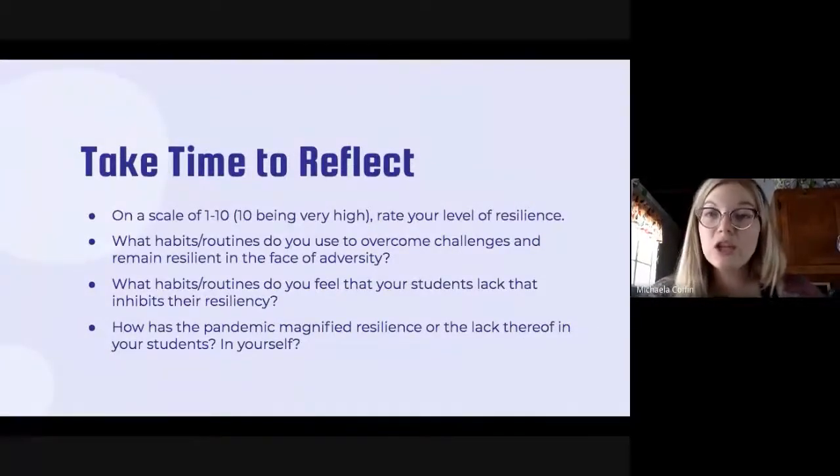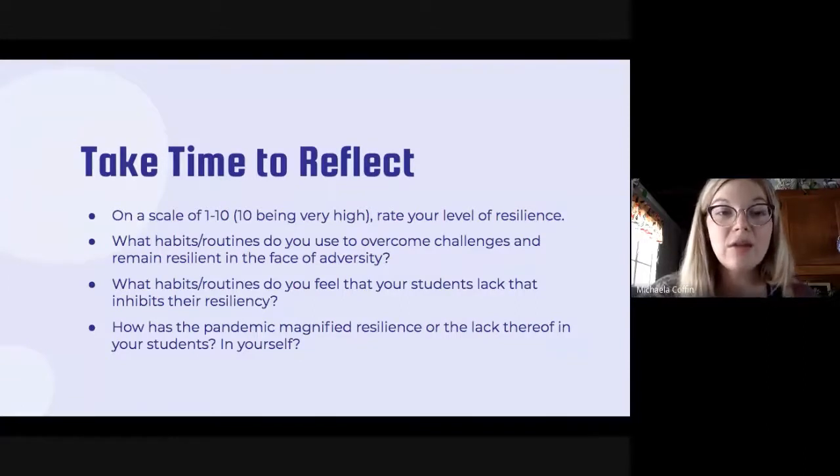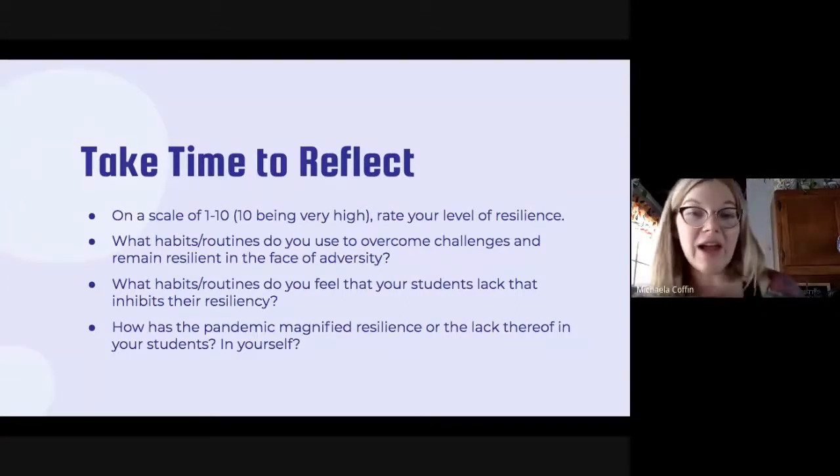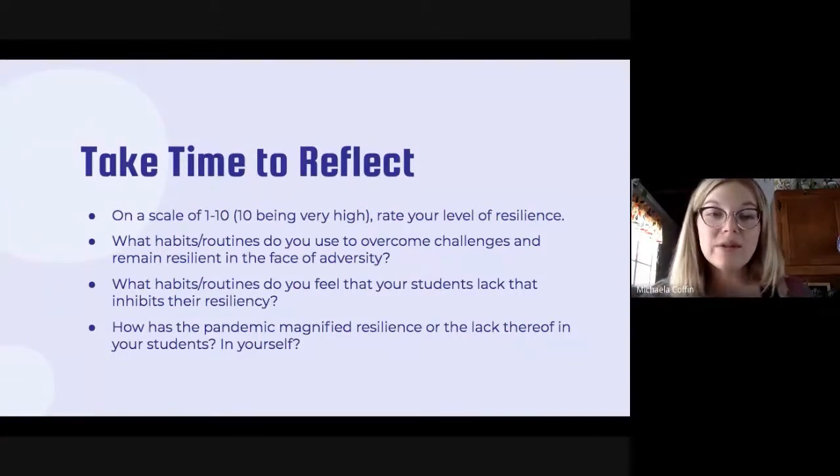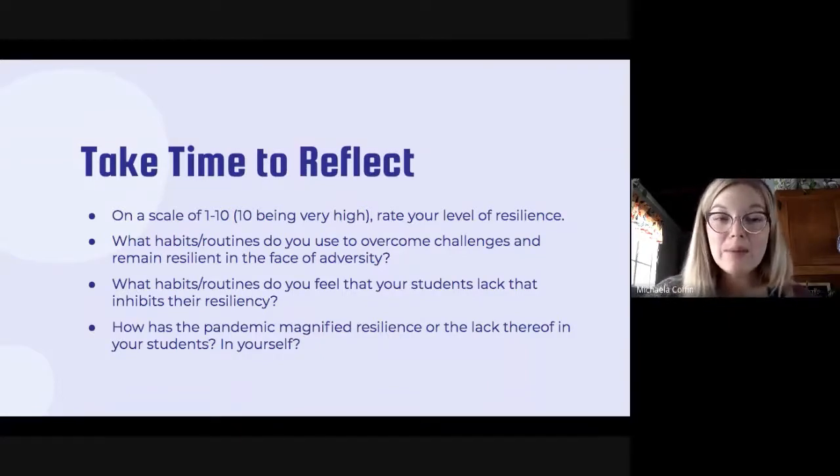So, we're going to take 2 minutes and we'd like you to just quickly reflect on a scale of 1 to 10, 10 being very high, to rate your level of resilience. What habits or routines do you use to overcome challenges and remain resilient in the face of adversity? So, personally, what habits or routines do you feel that your students are lacking that maybe inhibits their resiliency? And how has the pandemic magnified resilience or the lack thereof in your students and in yourself?